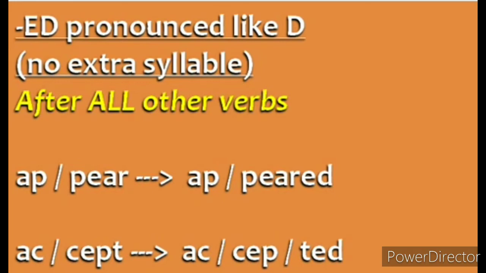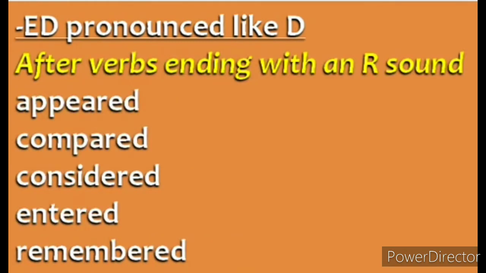This is different from the verb accept. The past of accept is accepted. Accept has two syllables, and accepted has three syllables. ED is pronounced like D with no extra syllable after verbs ending with an R sound. Appeared, compared, considered, entered, remembered.